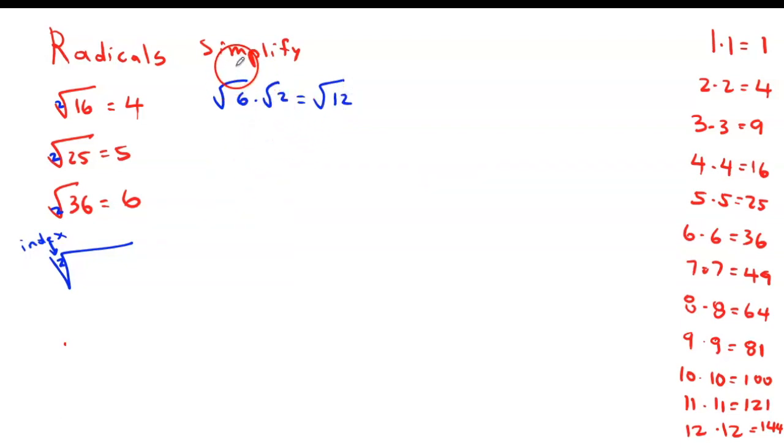But now how do I simplify that? How do I solve that? I have to start thinking about perfect squares. What two numbers, when I multiply, will give me 12? Which of these can I get into it? Yes, 4 times 3. 4 times 3 is 12. If you notice, I broke the 12 into two numbers, 4 times 3.